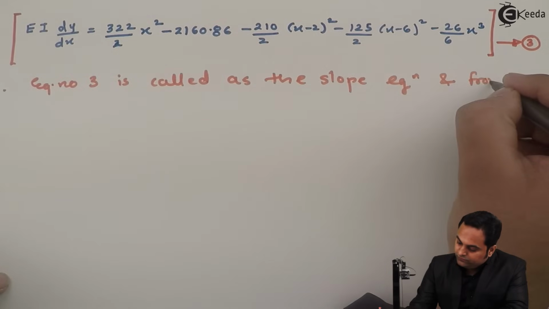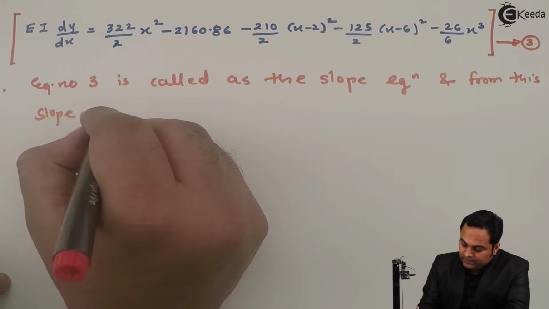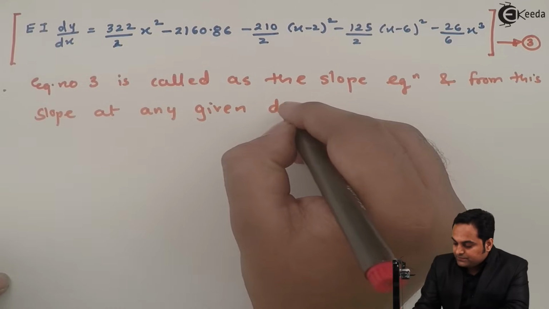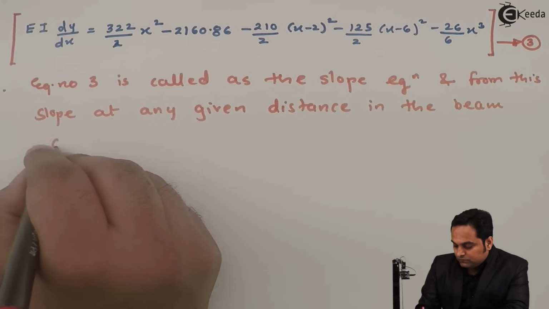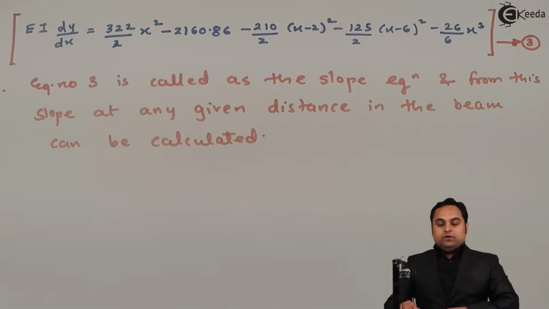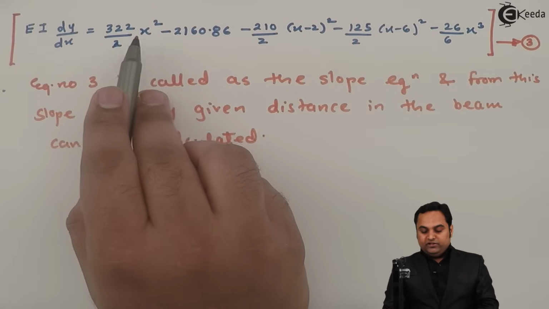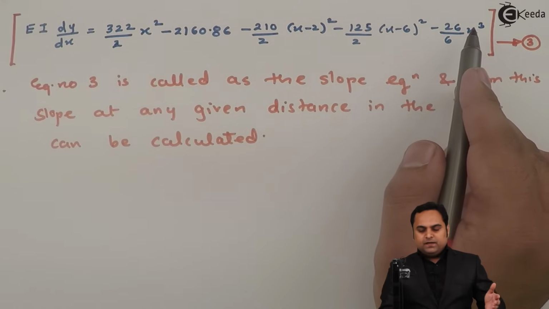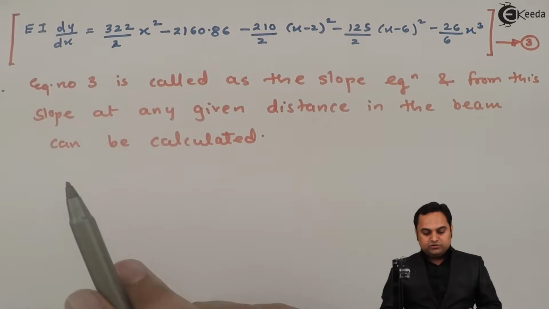and from this slope at any given distance in the beam can be calculated. So from this slope equation we can see that x is the variable. We go on shifting different values of x depending on the length of the beam, at which section we have to calculate the slope, and we are going to find dy by dx, that is the slope value.